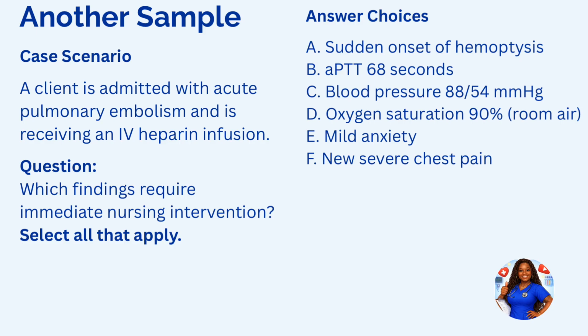That's a priority. Oxygen saturation of 90% on room air shows hypoxia. And patients with pulmonary embolism already have impaired oxygenation. The nurse needs to intervene. Mild anxiety is common in patients experiencing shortness of breath and hospitalization. It's not the immediate priority. Finally, new severe chest pain could indicate worsening clot burden or cardiac strain. So that's also a priority.